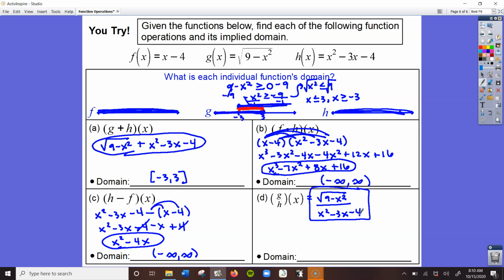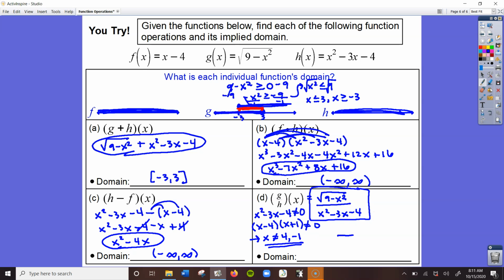But this is now a rational function. So remember that for rationals, the denominator cannot equal 0. So x squared minus 3x minus 4, I would have to factor, which is x minus 4 and x plus 1, which cannot equal 0. This means that if I were to solve each factor individually, x cannot equal 4, because I would have to add the 4, and x cannot equal negative 1, since I'd have to subtract the 1. So now I have this additional condition.